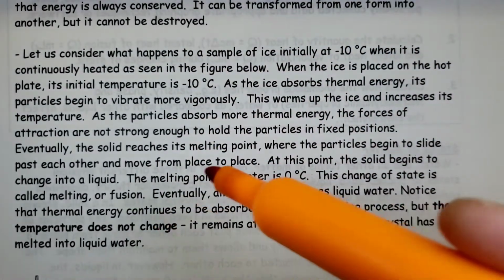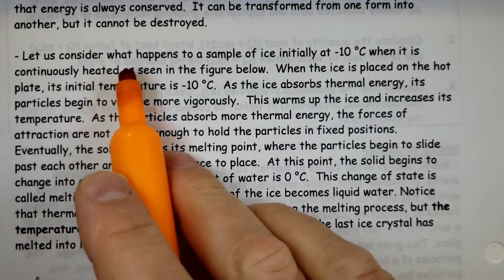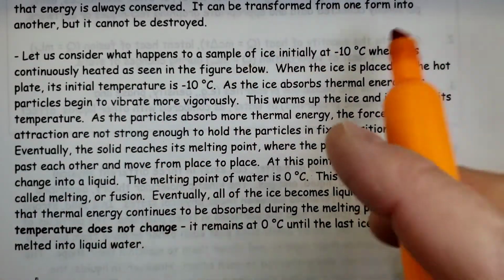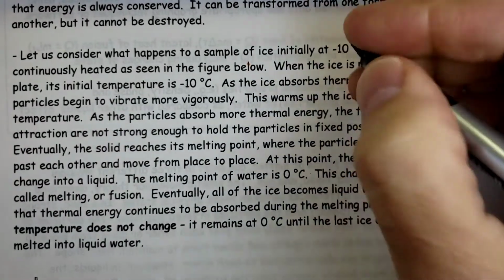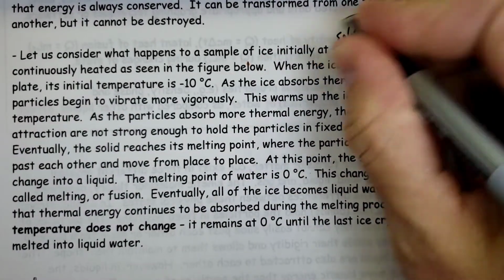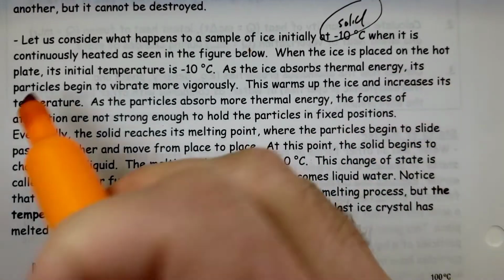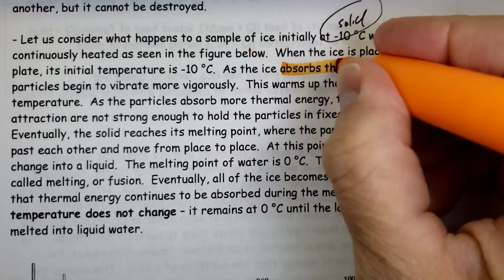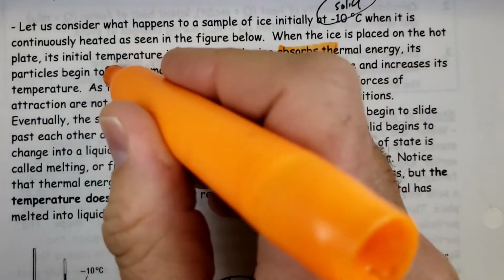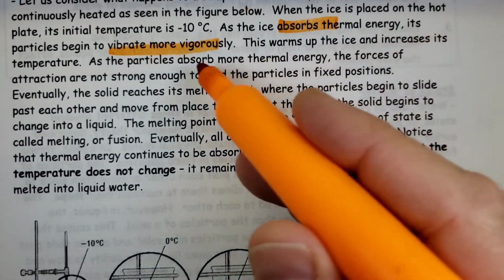Okay, this next part goes through an example of just simply looking at water, starting from a solid, to liquid, to gas. So let's consider what happens when you have ice initially at -10. So of course at -10, water would be in the solid state, right? When it is continuously heated, when the ice is placed on the hot plate, its initial temperature is -10. As ice absorbs thermal energy, its particles begin to vibrate more and more. This warms the ice and increases its temperature.